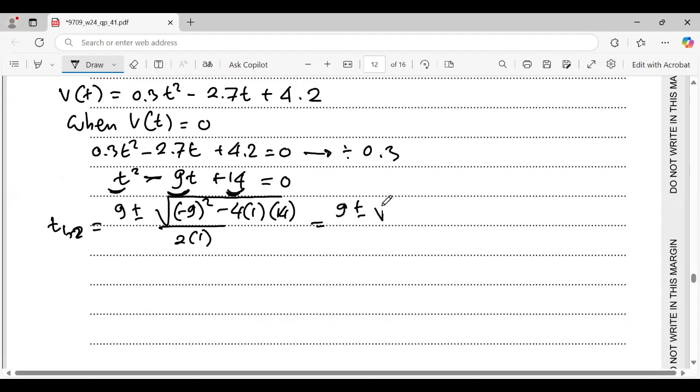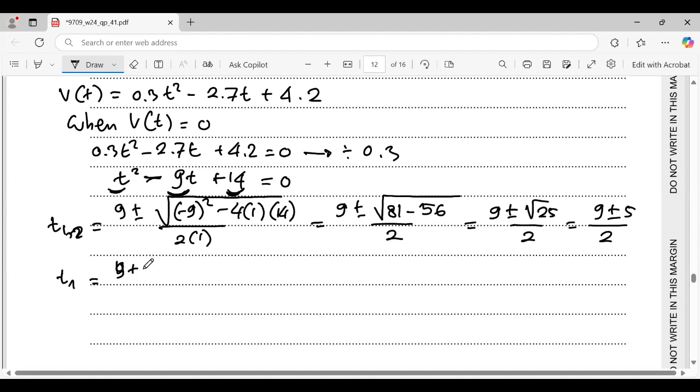9 plus minus square root of 81 minus 56, over 2. It is 9 plus minus square root of 25, over 2. And it is 9 plus minus 5 over 2. So t1, 9 plus 5 over 2, is 7, and t2 equals 9 minus 5 over 2, or 2.